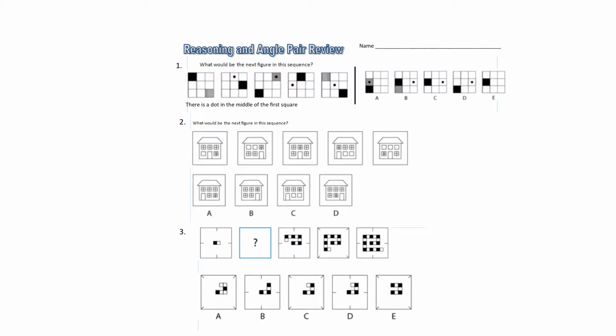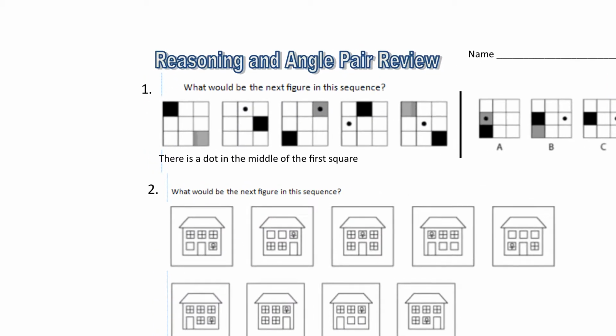Okay, so looking at the review here, this review is kind of taking two things and putting them together. It's the reasoning stuff that we did, and it's going to be with these angle pairs. So this first one is, like I said, the very first thing we did way back like 3 weeks ago or something, and it started with the inductive reasoning where we were looking at patterns.